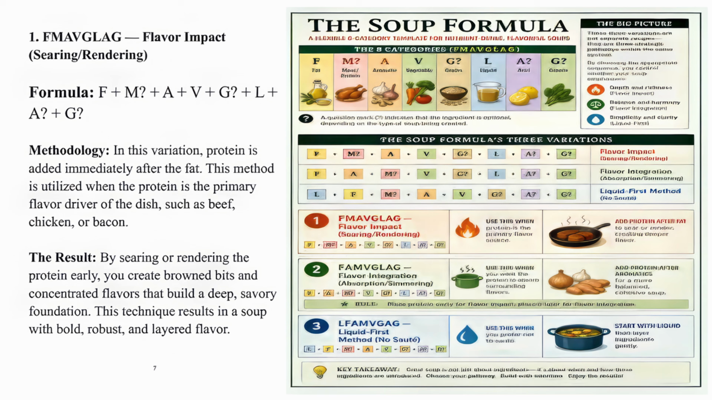Methodology. In this variation, protein is added immediately after the fat. This method is utilized when the protein is the primary flavor driver of the dish, such as beef, chicken, or bacon. The result, by searing or rendering the protein early, you create brown bits and concentrated flavors that build a deep, savory foundation. This technique results in a soup with bold, robust, and layered flavor.